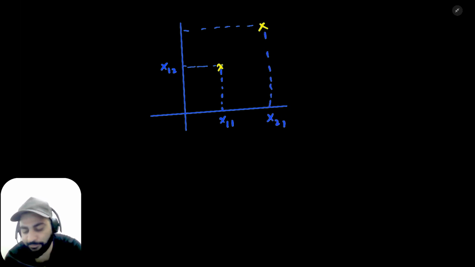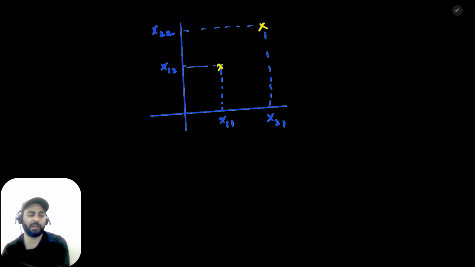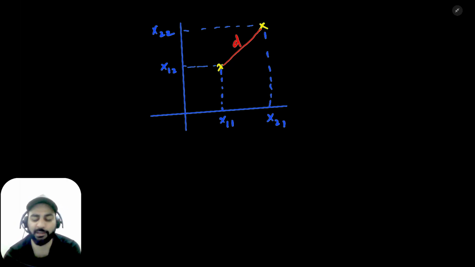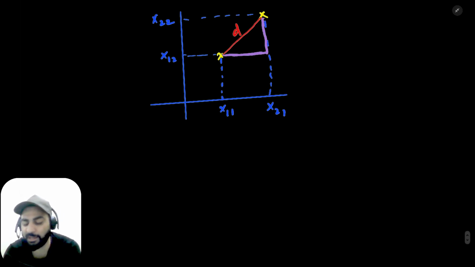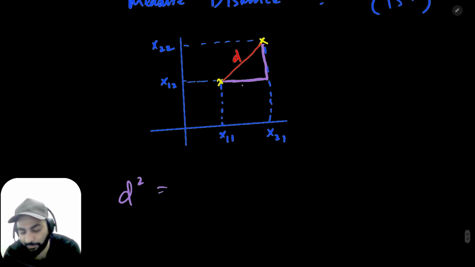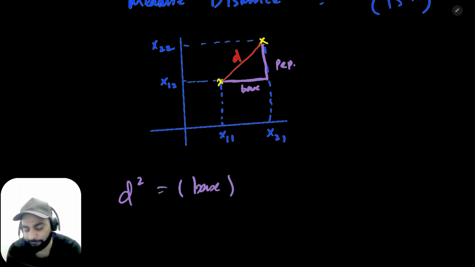The x coordinate of this point is, let's say, x11, and the other coordinate we'll call x12. This is the first point, second feature. Here we have the second point, first feature, and this is the second point, second feature. Now I want to find this distance d, the length of this. If you want to find exactly the distance, we can use the Pythagoras theorem. Really easy. So first we say d square is equal to base square plus perpendicular square, where this is the base and this is the perpendicular.